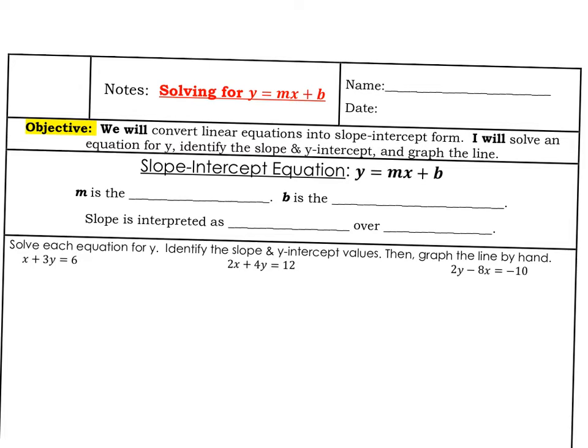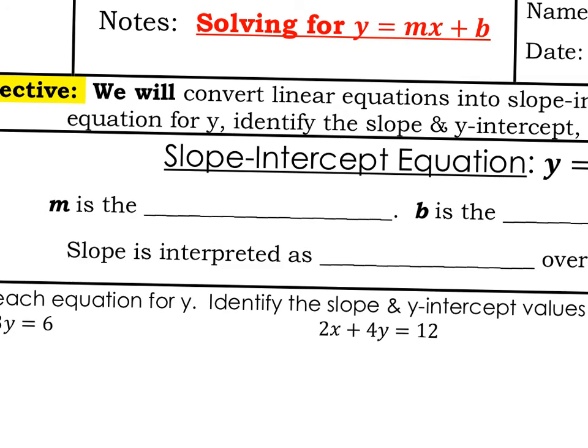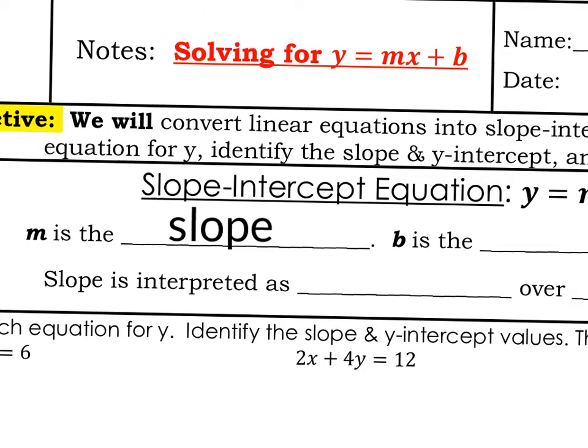Your slope-intercept equation is y equals mx plus b. Your m and your b stand for two very specific things. What could they possibly stand for? Well, it's called the slope-intercept equation, so one of those is the slope and one of those is the intercept. Your m is your slope, which means your b must be the intercept. But what kind of intercept is it?